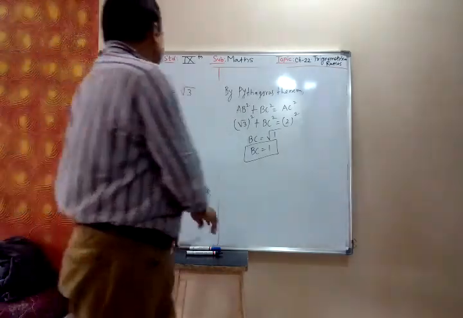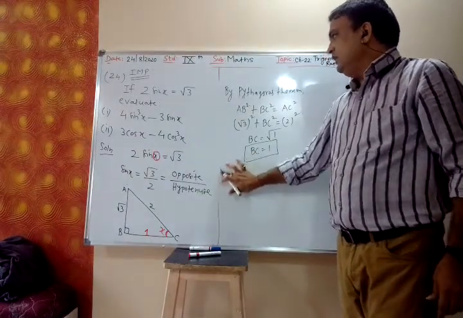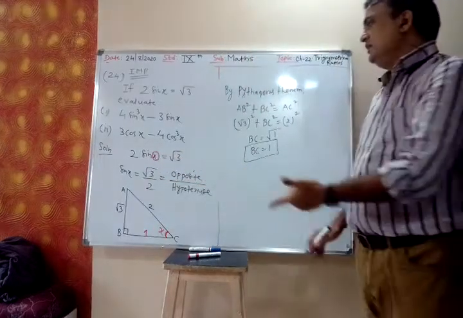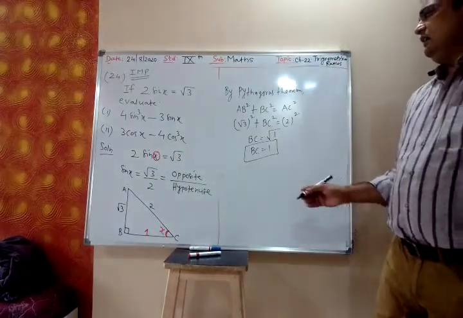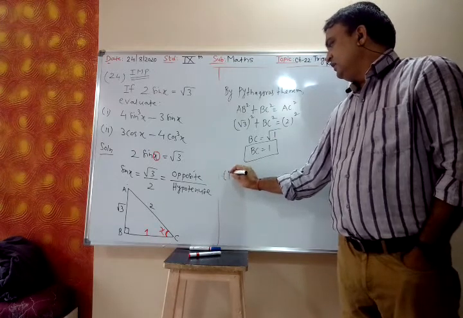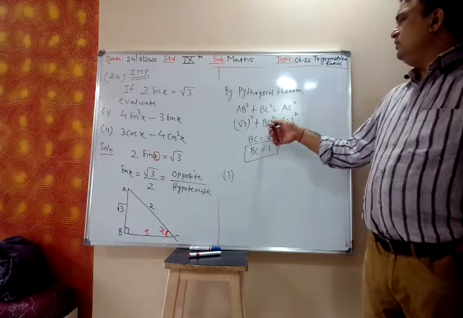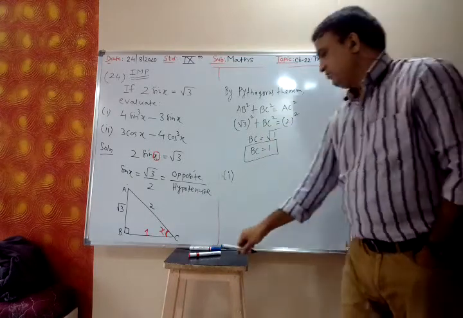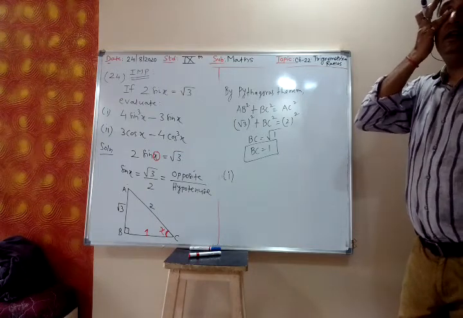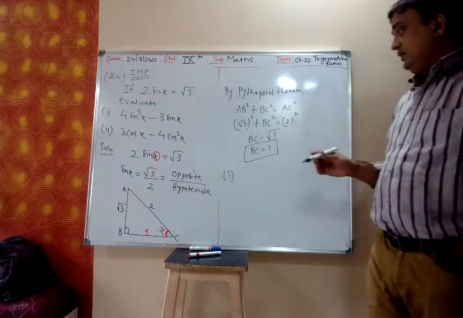Now we just put the value. For first we want sin x, and we already have the sin x value. Because when you simplify, you will get BC square is 4 minus 3, which is 1. BC square is 1, so BC will be root 1. Root 1 is 1. You getting?